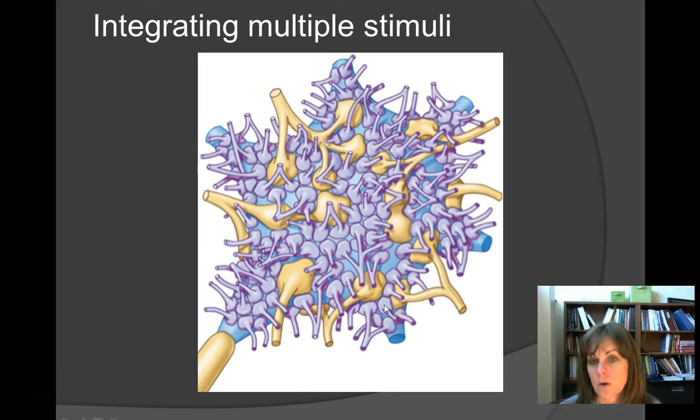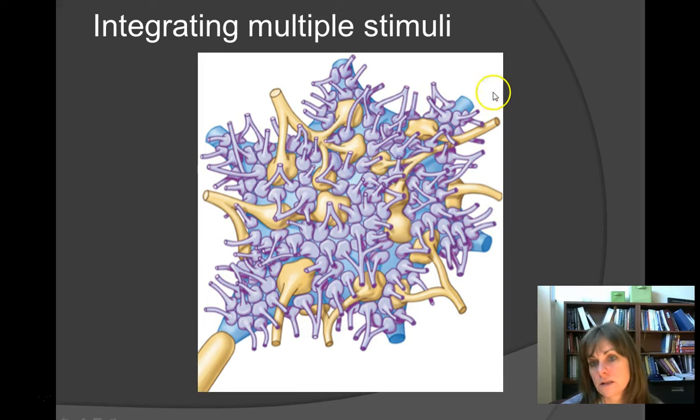Okay, so what this is showing is you have one postsynaptic neuron, but it's being touched by a great number of presynaptic neurons. The purple is just showing the neuroglia.